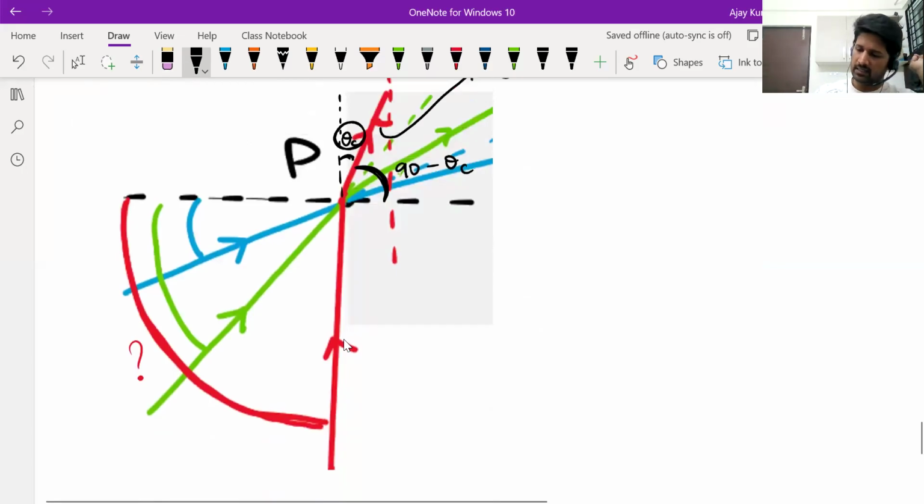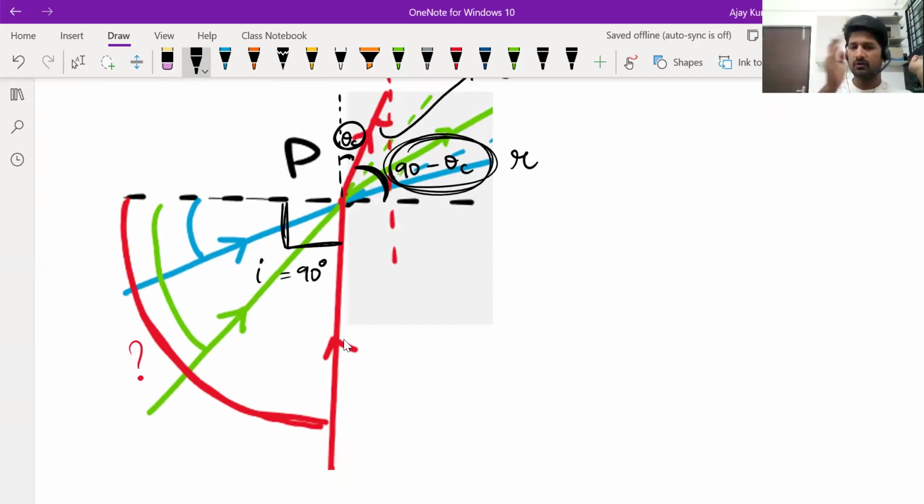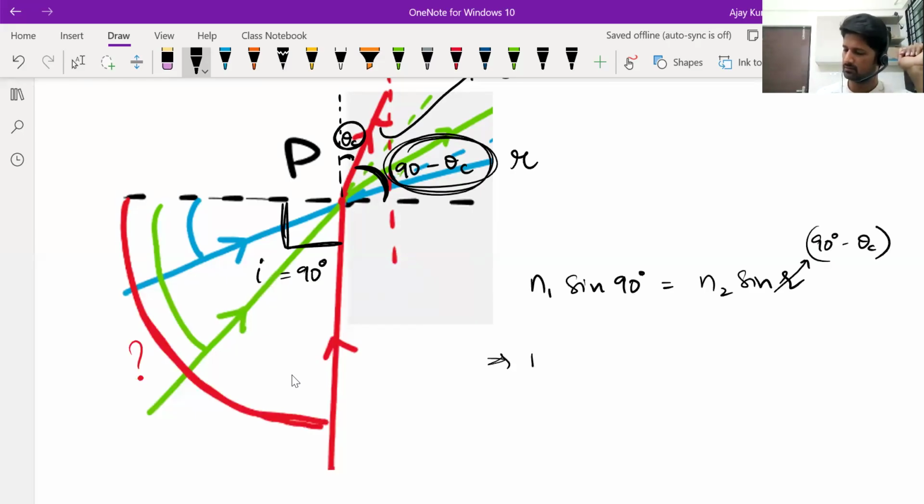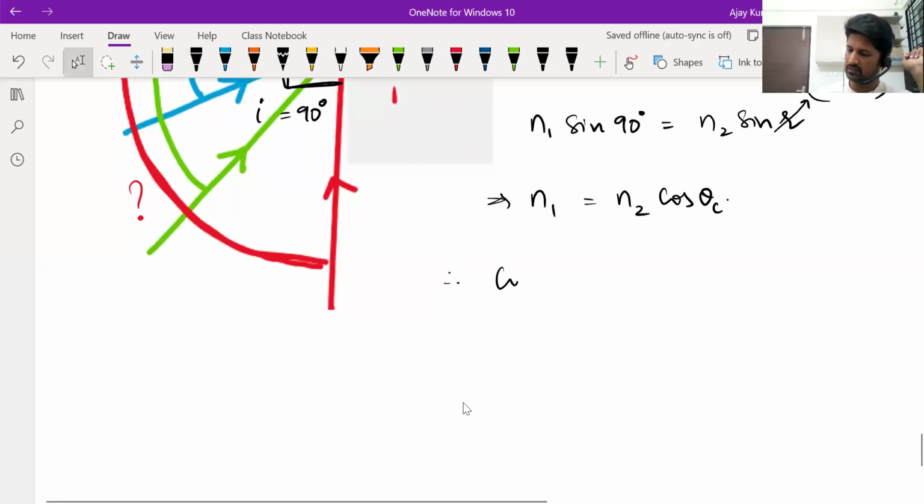And 90 minus theta c is the angle of refraction when the angle of incidence is 90 degrees from the outside medium into the optical fiber. Let's apply Snell's law. This is the first incidence, not the second one. First incidence, light is going from outside. So N1 sine I is equal to inside N2 sine R. And R is nothing but 90 minus the critical angle. And what is sine of 90 minus theta generally? Cos theta. Correct. Therefore, cos theta c should be equal to N1 by N2.